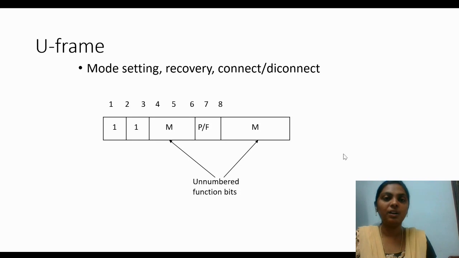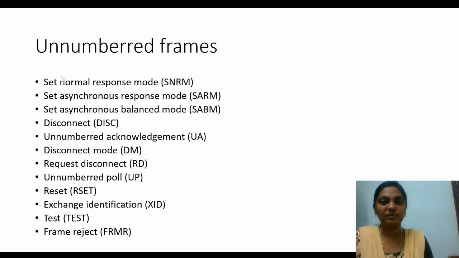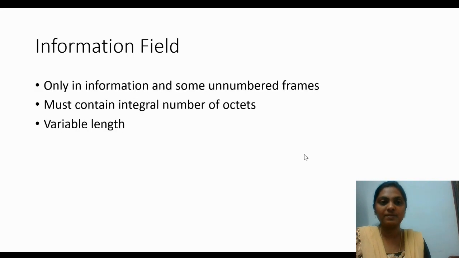And then coming to the unnumbered frame, it takes care of the mode setting, recovery, connect, and disconnect options. And all these things will be set in this particular position. And the starting of the frame will be 1 1. These are some of the commands which the unnumbered frame contains. First thing is when you are setting the mode, it can be normal response mode, asynchronous response mode, or asynchronous balanced mode. Apart from that, we have the disconnect function, test function, and frame reject. So all these things can be included in the unnumbered frames.